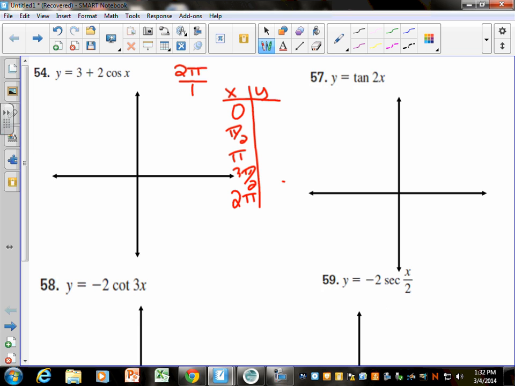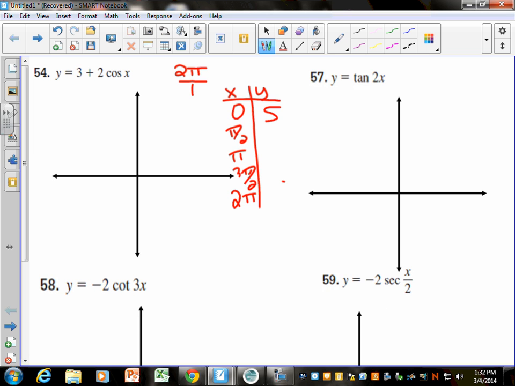But when there's a number in front, an amplitude change, it's going to change that, right? So if there wasn't a 3 there, we would have like 2, 0, negative 2, 0, back to 2. But the weird part about 54 is you have to add 3 to all that. So if you plug in 0 here, you get 1. 1 times 2 is 2. 2 plus 3 is 5. Because the vertical shift, we're taking that whole cosine graph and we're shifting it up 3 units.